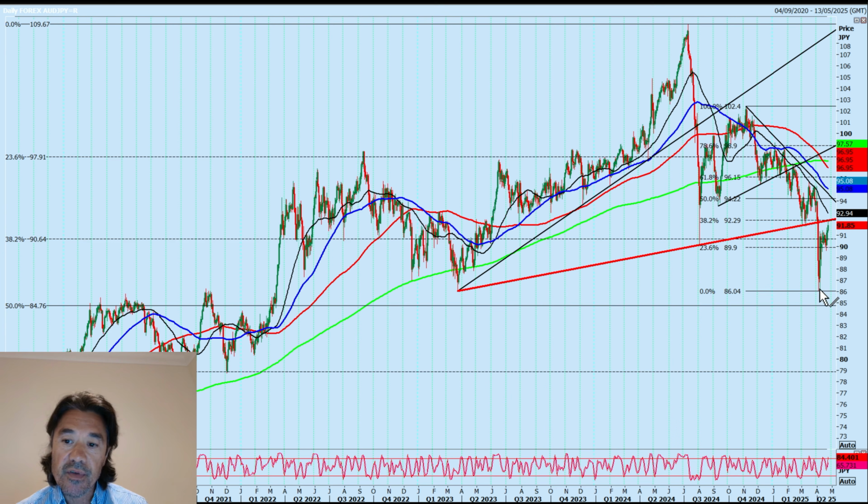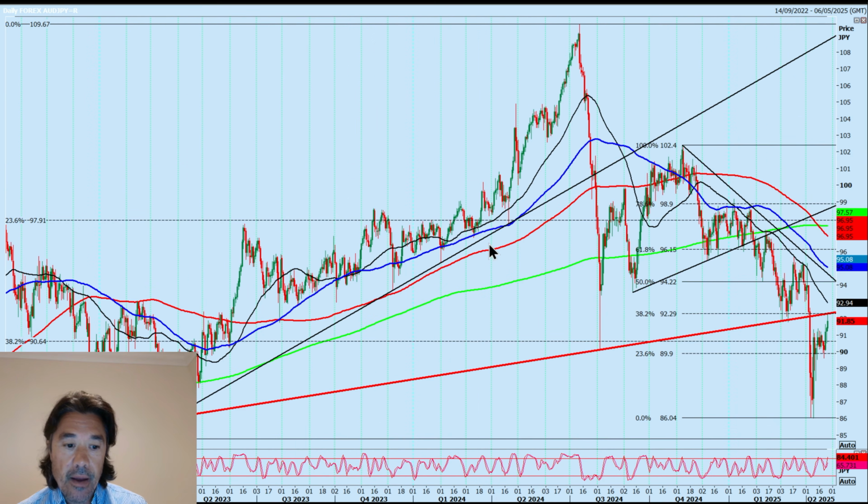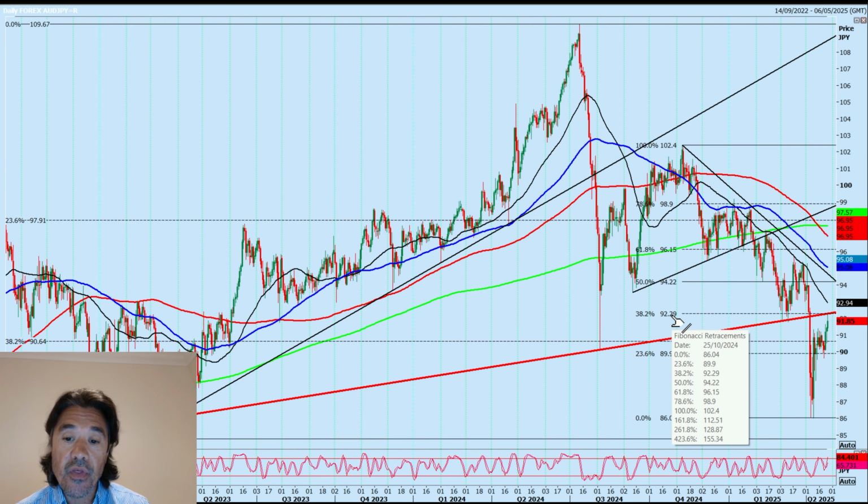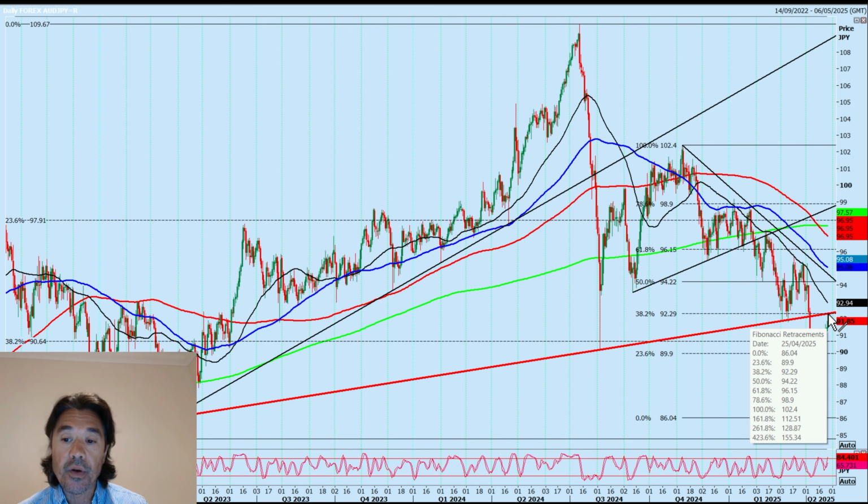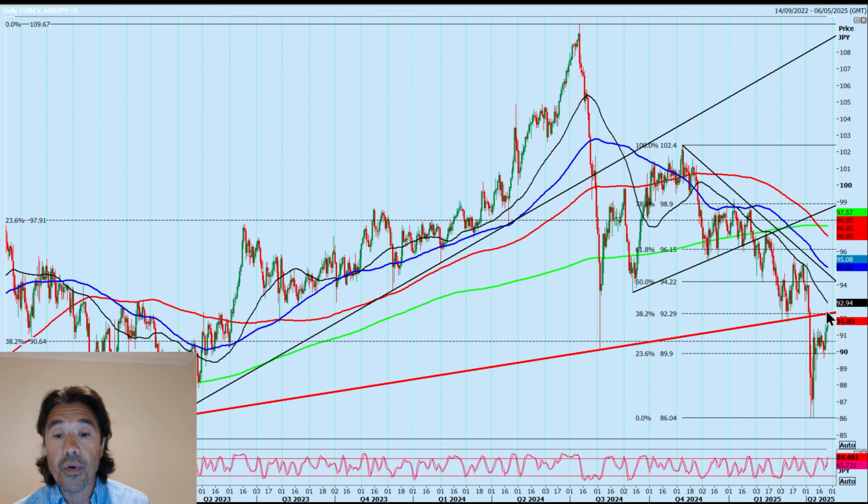We broke the neckline. We broke significantly to the downside. It was a big move. And we now seem to be retesting the trend line, and that coincides with a 38.2% Fibonacci resistance at 92.29. So I got us into a short position based on that trend line. I've got it in red because it's so important. It's the neckline to a head and shoulders pattern.